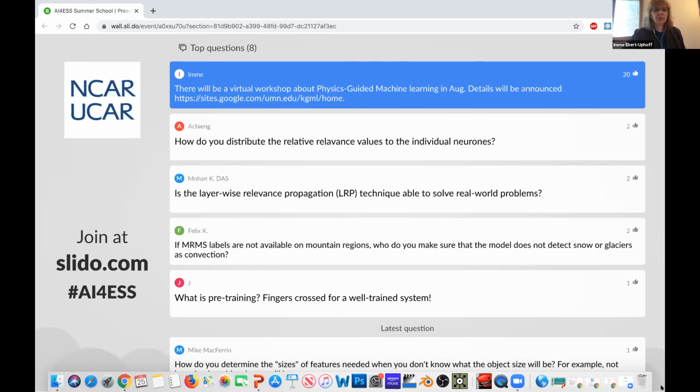Okay. First question, how do you distribute the relative relevance values to the neurons? I hope I covered this by now, because again, we looked at those different heat maps, and the relevance goes into, if you were to take all the different channels and all the pixels in there, once you normalize your channels properly before, you can really look at that and ask across all channels, which pixel and which channel was most important, etc. So it's really a ranking.